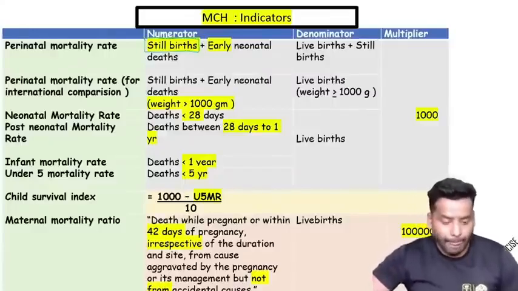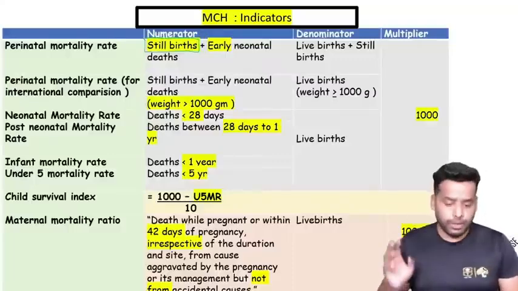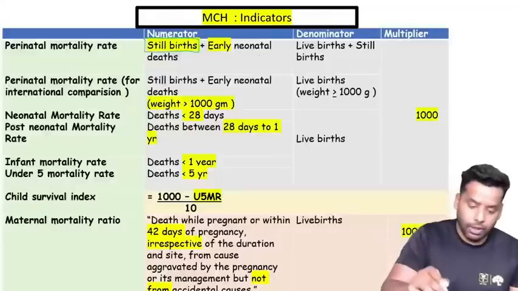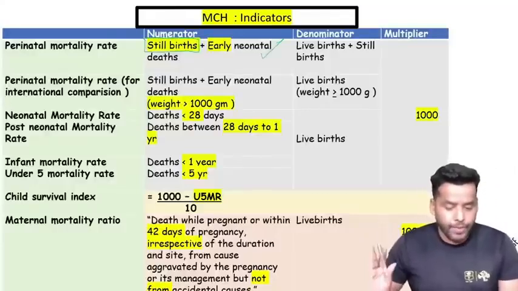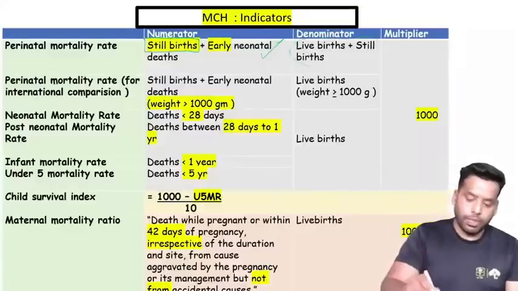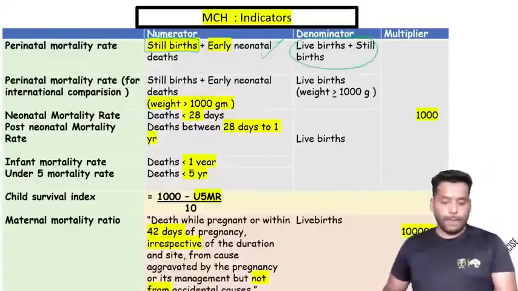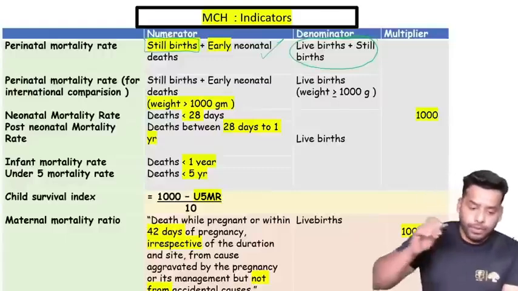28 weeks. Perinatal mortality rate means on either side of the birth. It includes early neonate also, that is 0 to 7 days. Here the denominator will be both live birth plus stillbirth. This was one question.